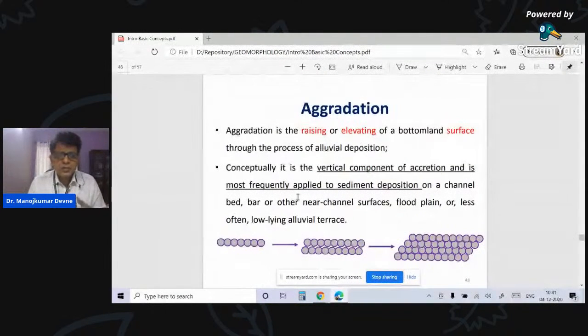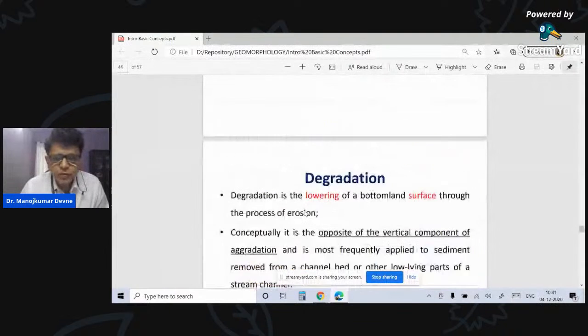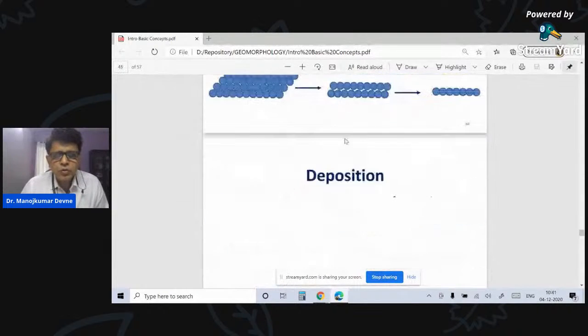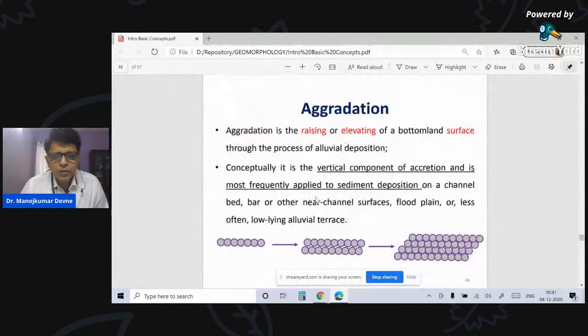Aggradation forms where you have deposition, isn't it? Where you have erosion, you are going to have degradation. Where you have deposition, you are going to have aggradation. What started with a single layer comes to be deposited with one more layer and then a couple more layers. So it starts elevating the surfaces.